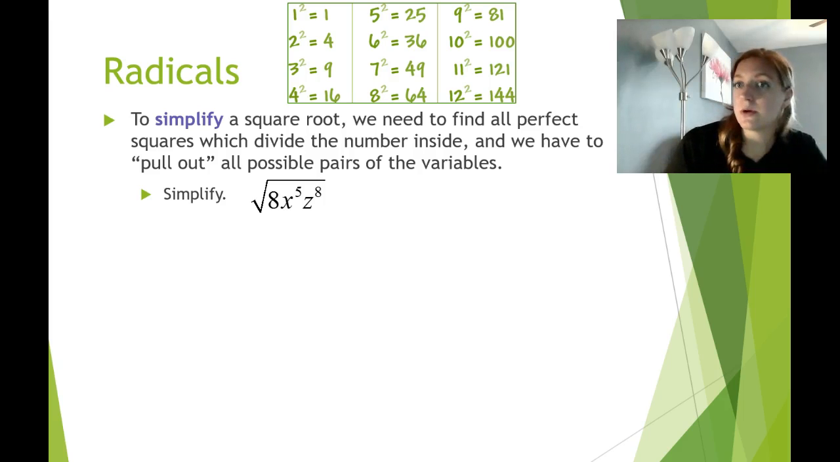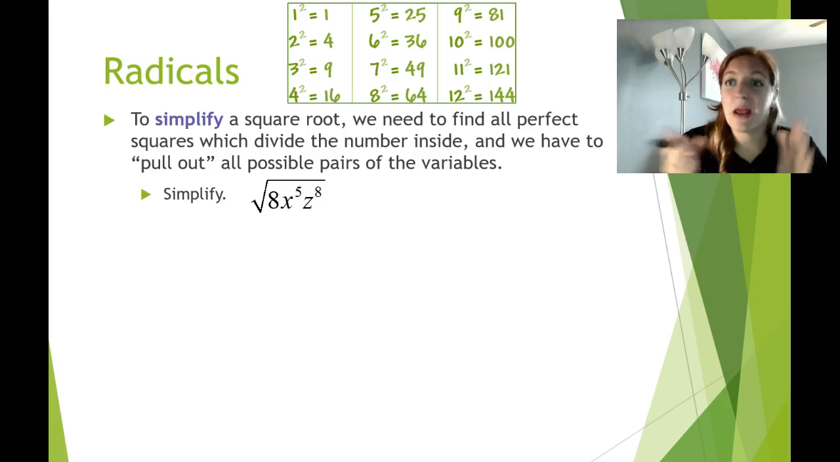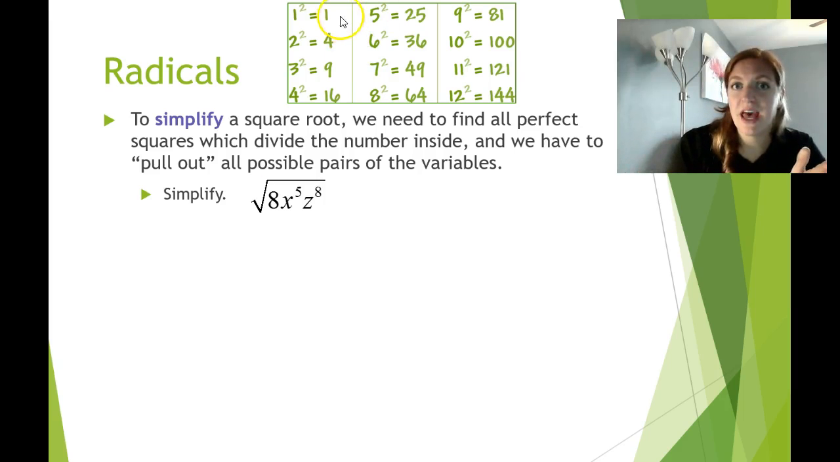We're only going to do square roots. We're not going to get into cube roots or anything. So for the time being, just memorize the square roots. So let's look at how to simplify the square root of 8x to the 5th, z to the 8th. Now, start with your number, 8. Is 8 a perfect square? Alas, it is not. Okay? 64 is, right? But 8 is not.